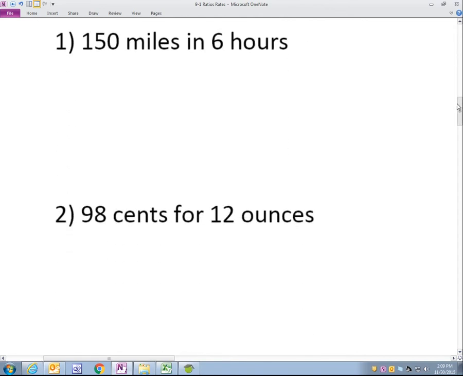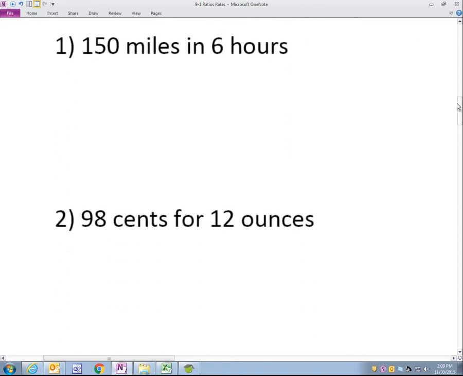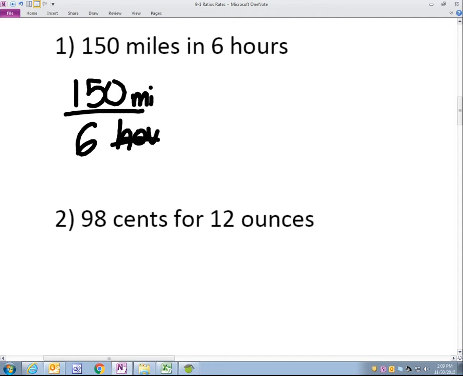150 miles in 6 hours. What I'm going to do is set this up, and since hours is there, I put that in the denominator. MI is often miles. Hours is often HR.